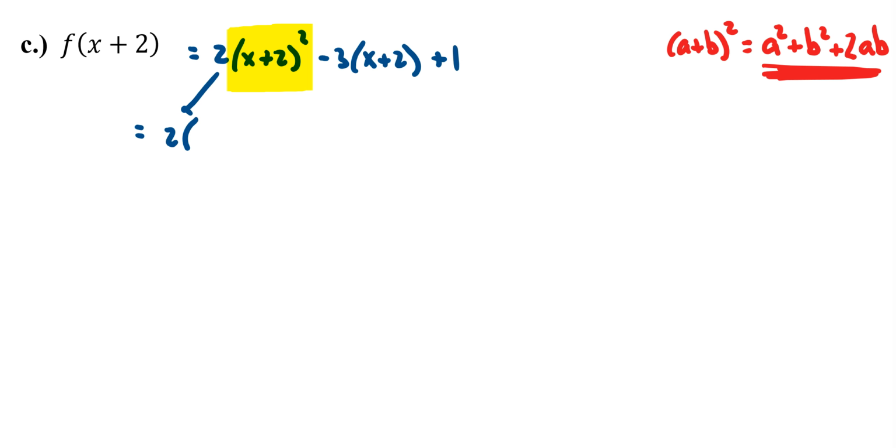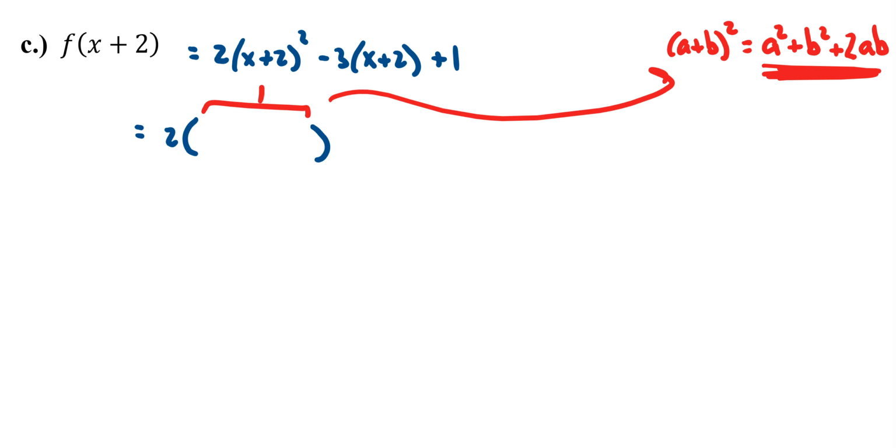I'm going to start by writing down this 2 that's out front. Note that you cannot distribute this 2 right away because there's an exponent right here. So what we're going to do is take a look at this shortcut right here for x plus 2 squared. So this is going to be the first one squared, so that's just x squared, plus the second one squared.